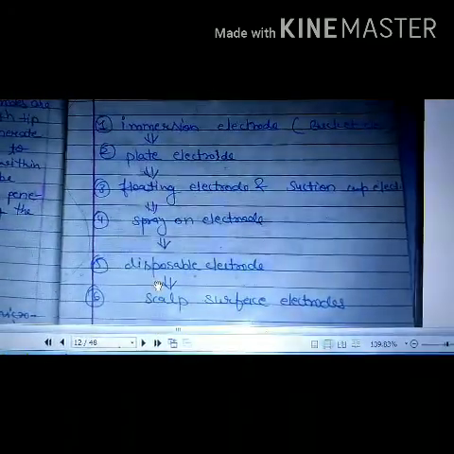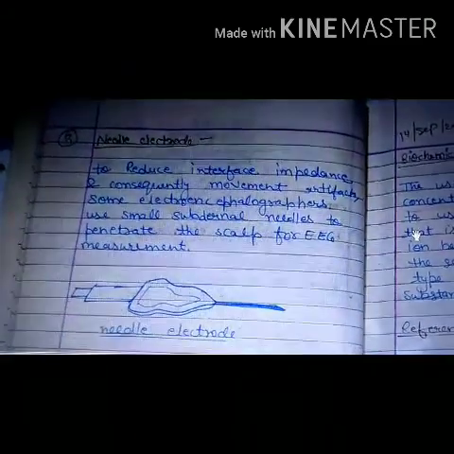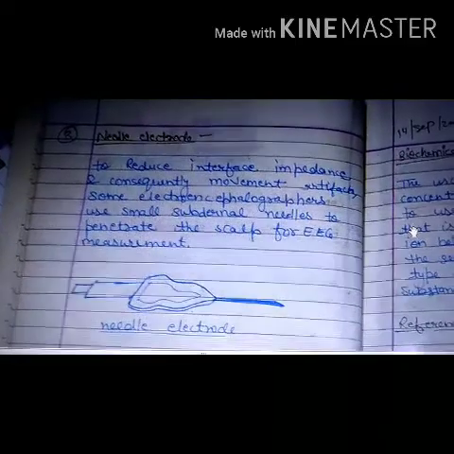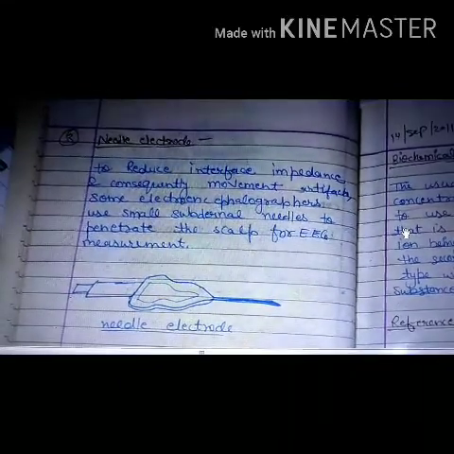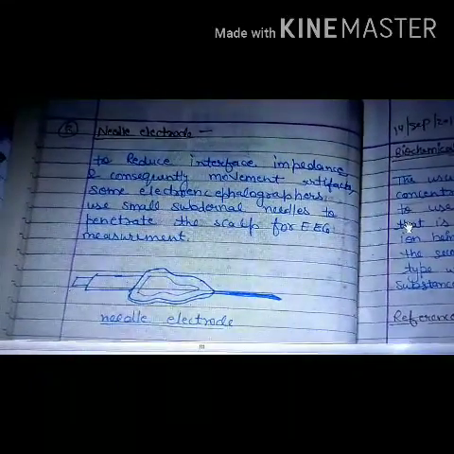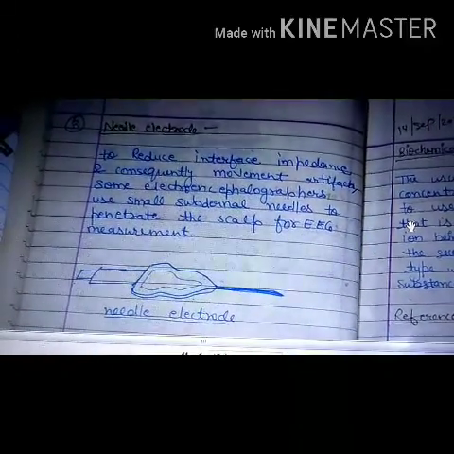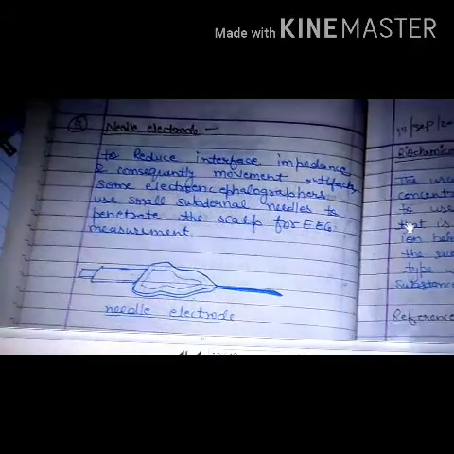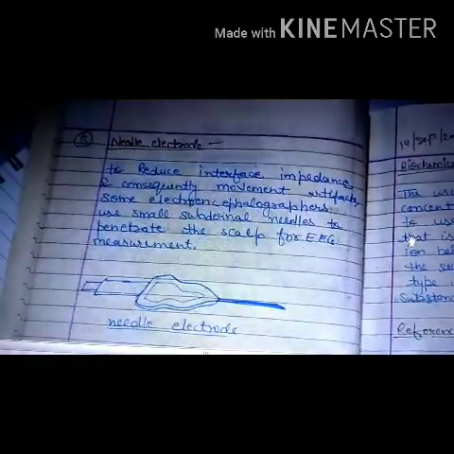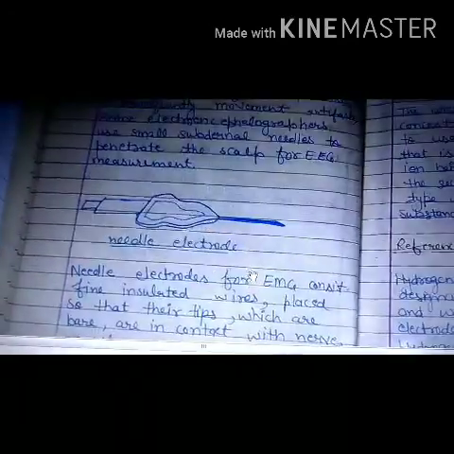Now there are different types of these electrodes like immersion electrode, plate electrode, floating electrode, suction electrodes, or spray on electrode, disposable electrodes, scalp or surface electrodes. Then comes needle electrode. To reduce the interface impedance and consequently movement artifacts, some electroencephalographs use smaller subdermal needles to penetrate the scalp for EEG measurement. So these are basically used for measurement of electroencephalogram or brainwave signals. Okay, these don't penetrate very deep, and this is what it looks like, a graphical representation.